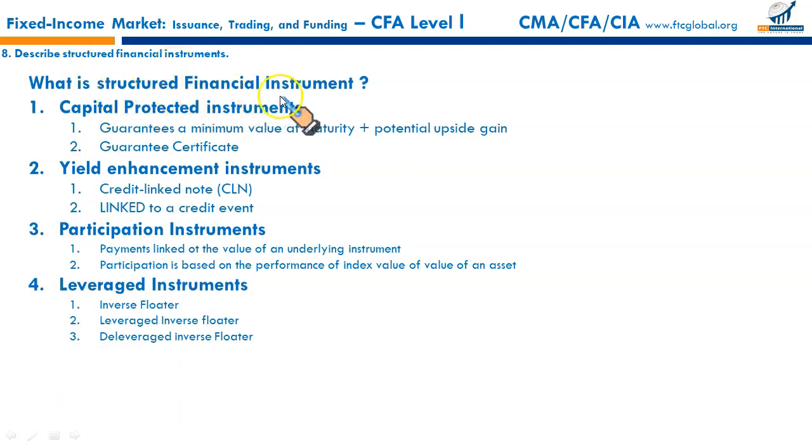Next LOS is describe structured financial instruments. What is the structured financial instrument? There are 4 types of structured financial instrument discussed in this specific LOS. Capital protected instruments, yield enhancement instruments, participation instruments, and leveraged instruments. In fact, these instruments are hybrid instruments that contain partly a debt security plus a derivative.